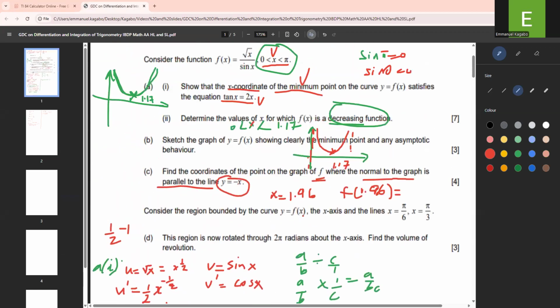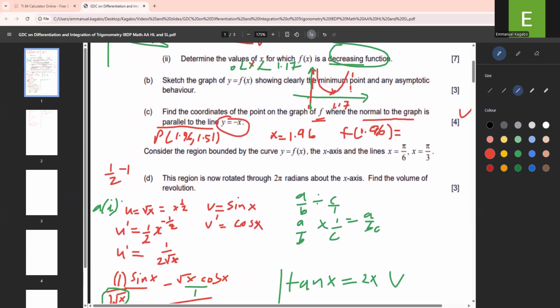So the coordinate of the point here, let me call it point P, is going to be 1.96, comma, 1.51. Okay, you have got your 4 marks. I hope you have understood.